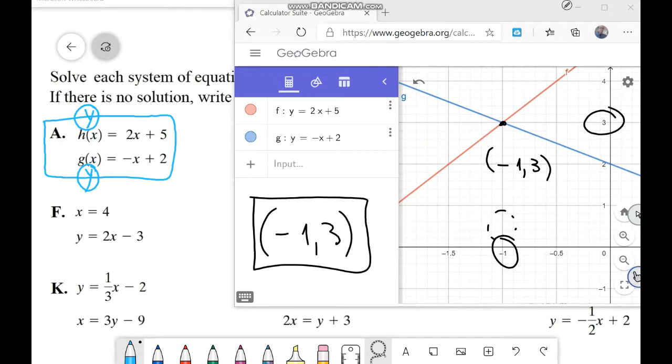And if you want to check, you click here and it confirms negative 1 and 3. Okay? Right, Kalia? That's right. Okay, simple. The same thing that we have done on Tuesday.